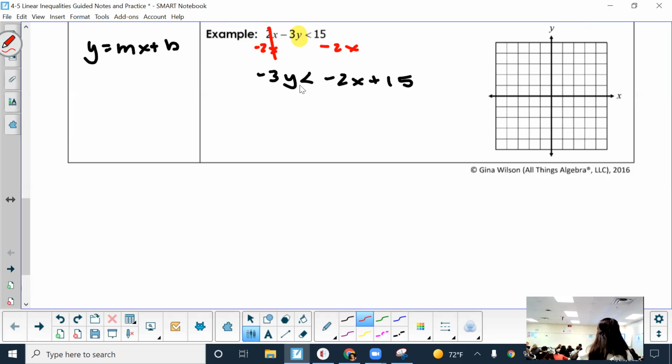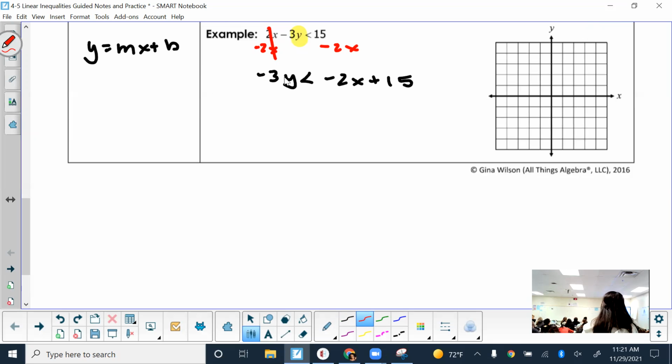All right, how do you get the y completely by itself? Add 3y. What's it doing to the y right now? Negative 3 times y. So opposite would be divide. Good. So do that on each side of the symbol. Don't forget you have to do it to both terms on the other side. It cancels out over here.